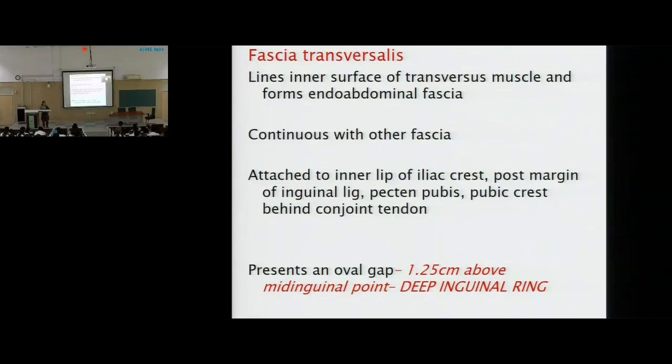Come on, children. Fascia transversalis lines the inner surface of the transversus muscle and forms the endo-abdominal fascia, continuous with other fascia, attached to the inner lip of the iliac crest, posterior margin of the inguinal ligament, pecten pubis, pubic crest, behind the conjoint tendon. Presents an oval gap 1.25 cm above the mid-inguinal point, the deep inguinal ring.